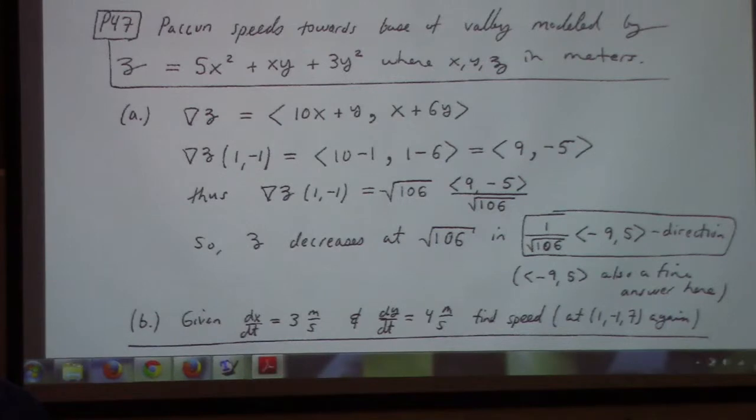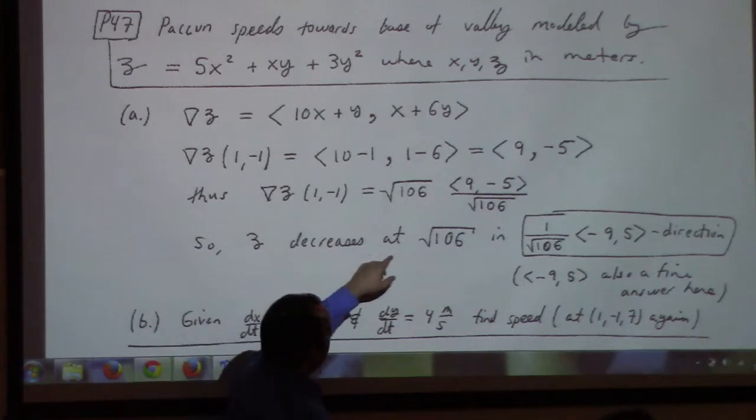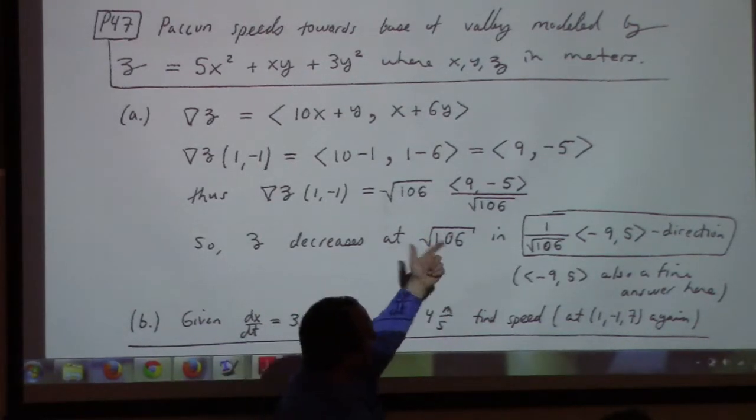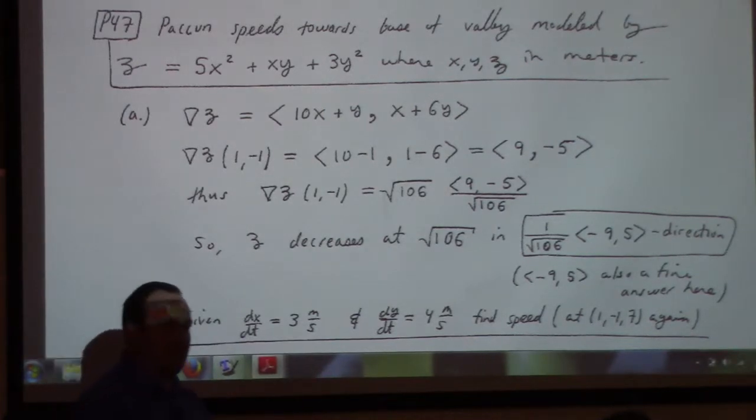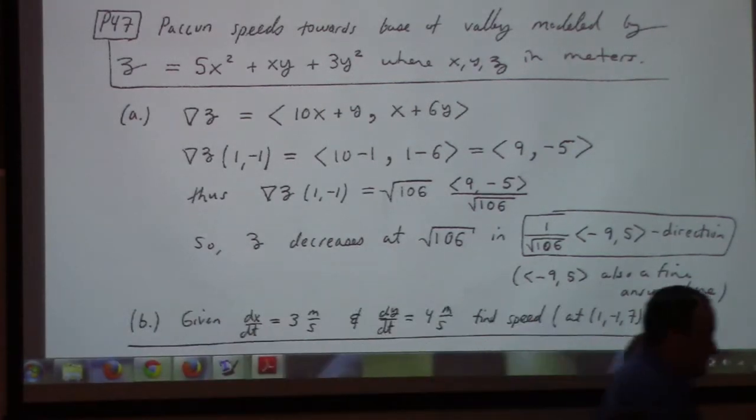So the maximum rate of change is when you go in the direction of the gradient. The minimum rate of change is when you go opposite the direction of the gradient, right? So it stands to reason if the gradient of z is 9 comma minus 5, then minus that direction gives you the rate in which you're going down the hill the fastest. Taking z as being the upward direction, obviously.